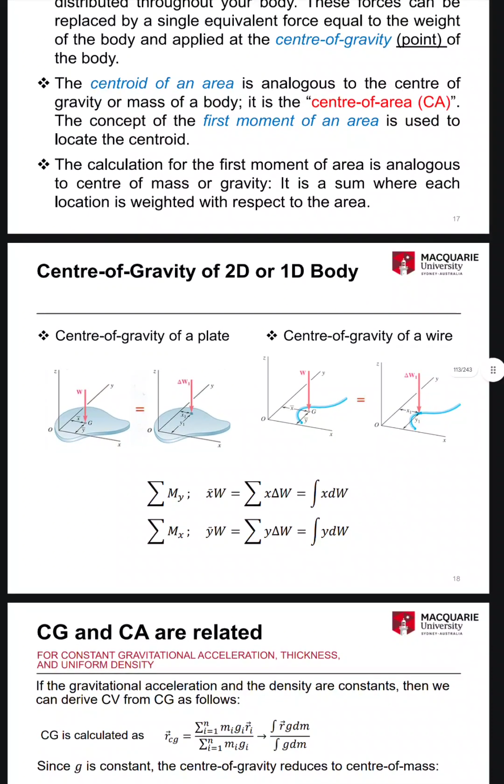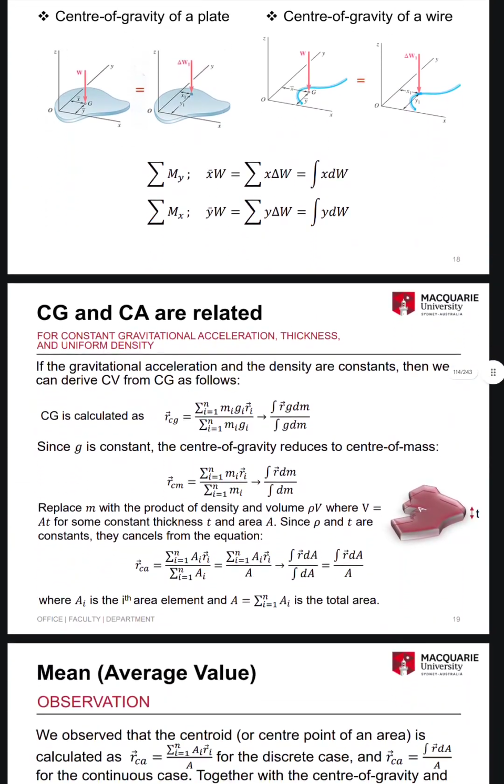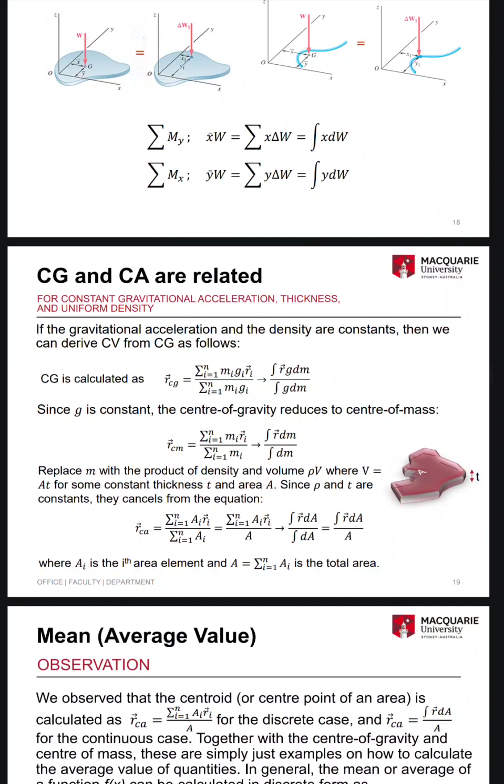Center of gravity of a 2D or 1D body. Center of gravity of a plate. Center of gravity of a wire. x bar W equals the sum of x del W, equals the integration of x dW. y bar W equals the sum of y del W, equals the integration of y dW. Cg and CA are related for constant gravitational acceleration, thickness, and uniform density.